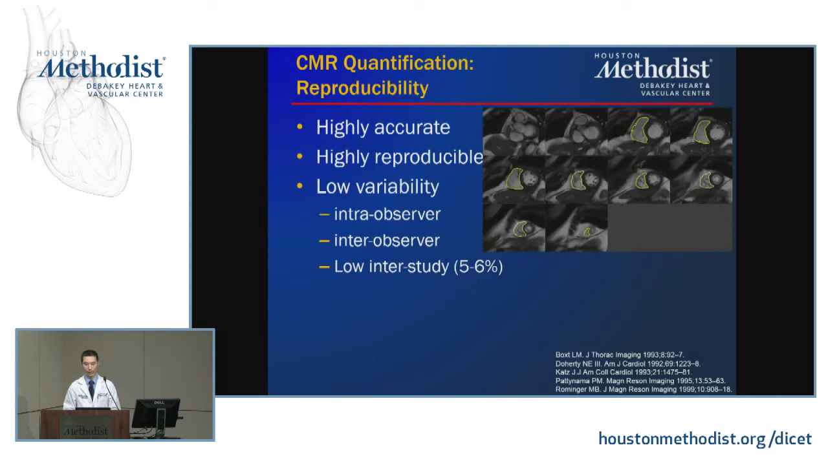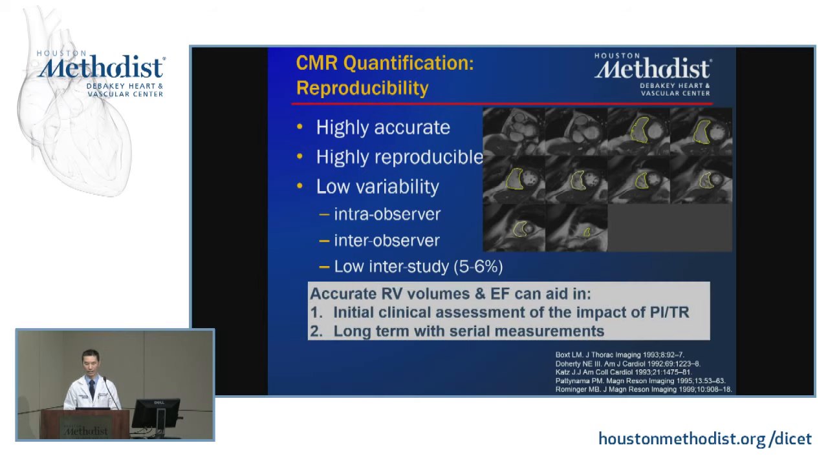Okay. And this has been well validated in various studies, looking at cadaver hearts, looking at flow calculations with cath, and also looking at reproducibility in comparison with echo. And so what can be concluded, based on all these studies, is that there's a great intra-observer and low interstudy variability. So this is important because when you want to do serial assessments in these patients, especially pulmonary hypertension patients or congenital patients, you want to be able to make sure your methods are reproducible as well.